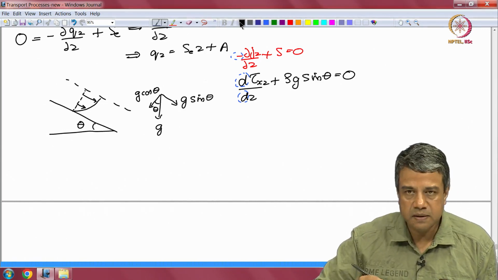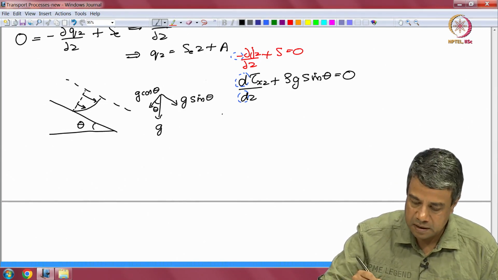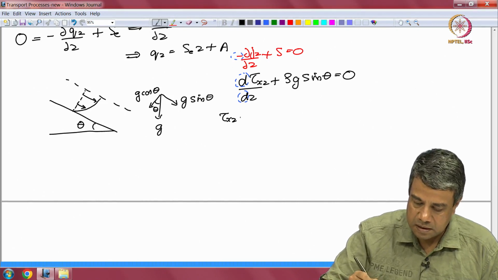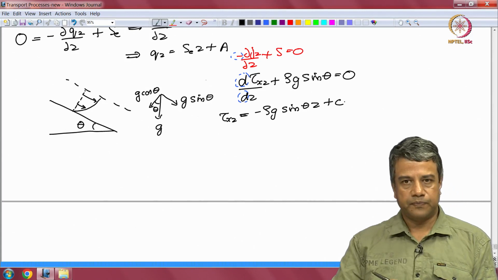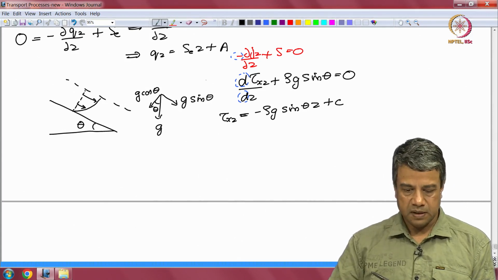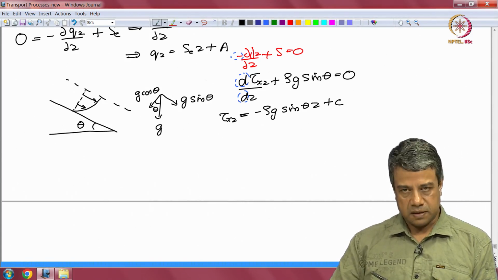We can integrate this equation one time and get tau x z is equal to minus rho g sin theta into z plus a constant. Okay. How do we determine the constant?